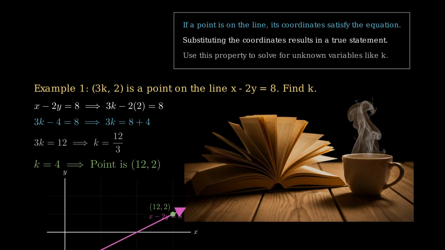Simplifying the multiplication, we get 3k minus 4 equals 8. By the addition property of equality, we add 4 to both sides, which gives 3k equals 12. Finally, dividing both sides by 3, we find that k equals 4. So, the actual point on the line is (12, 2).